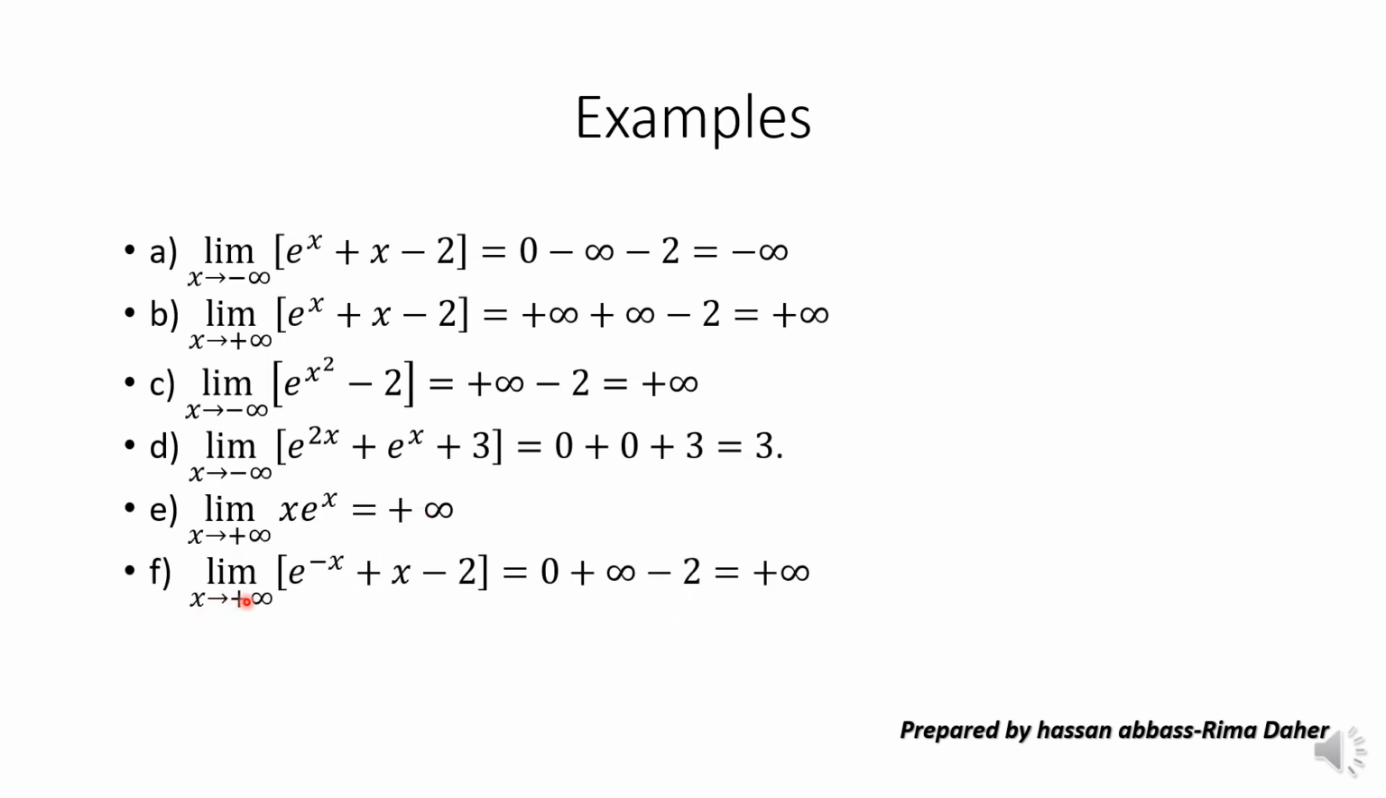Limit where x tends to plus infinity of exponential minus x plus x minus 2. If we replace x by this value, we get exponential minus infinity. Minus plus infinity is minus infinity. Exponential minus infinity is equal to 0, and plus infinity minus 2, we get plus infinity.